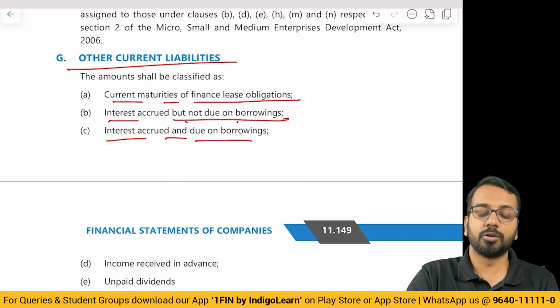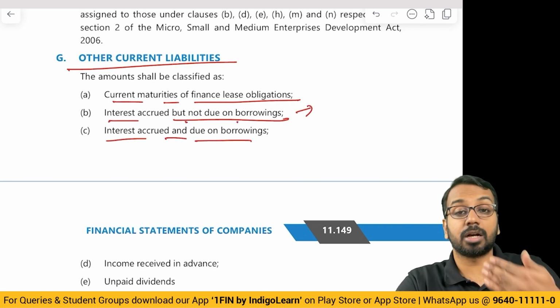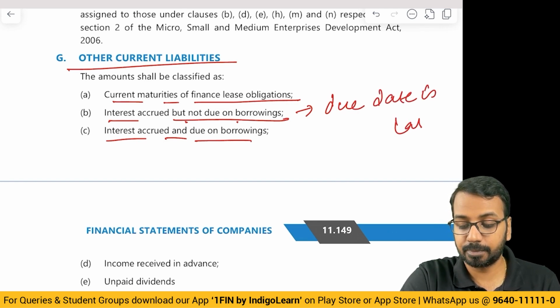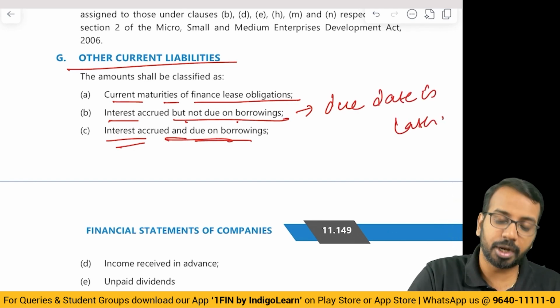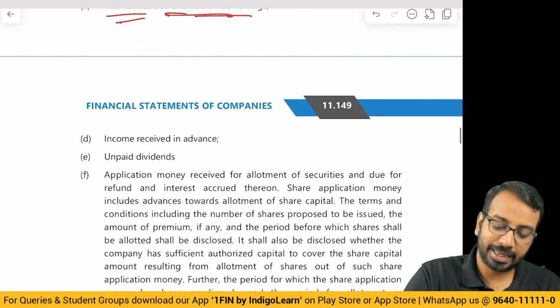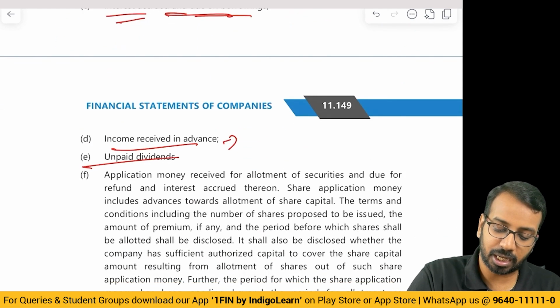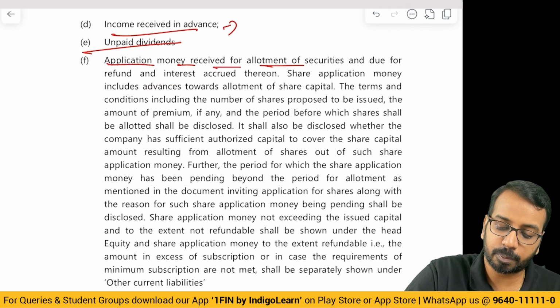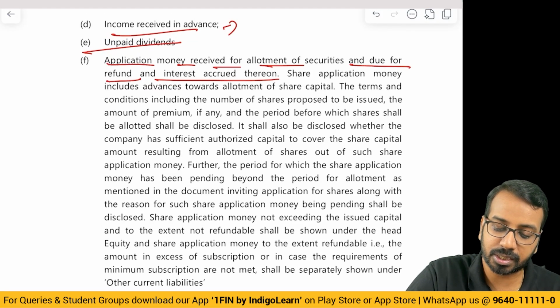Interest accrued and not due means interest has accrued but the due date is later. Interest accrued and due means accrual has happened, and the due date has also passed. Income received in advance, any unpaid dividends, and application money received for allotment and due for refund and interest accrued thereon.